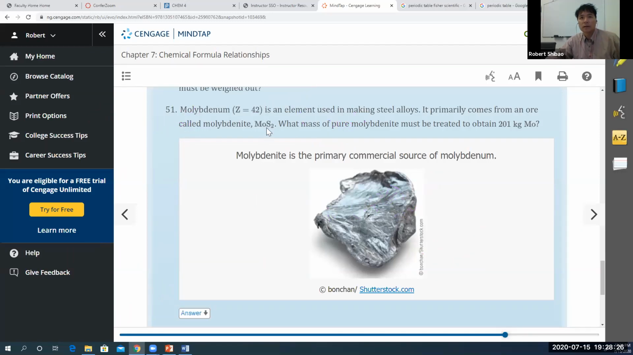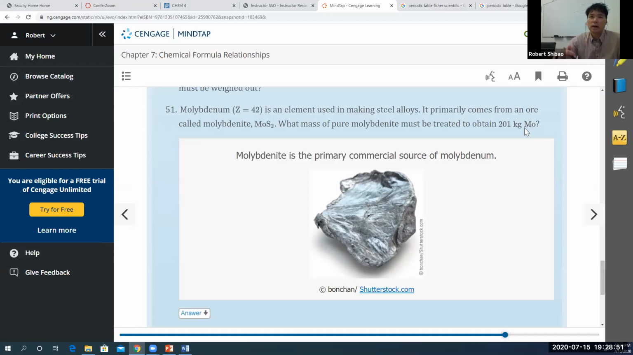Because molybdenite is not sulfide, it's disulfide. And so this is actually molybdenum with a +2 charge, not molybdenum with a +4 charge. But it's okay, we can just call it molybdenite instead. As an element used, molybdenum primarily comes from an ore, this ore. What mass of pure molybdenite must be treated to obtain 201 kilograms of molybdenum?